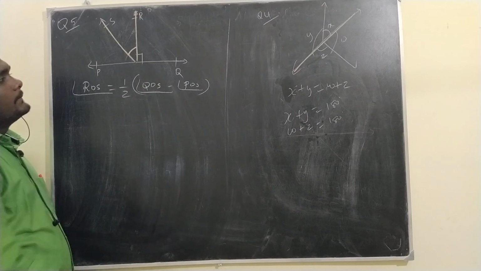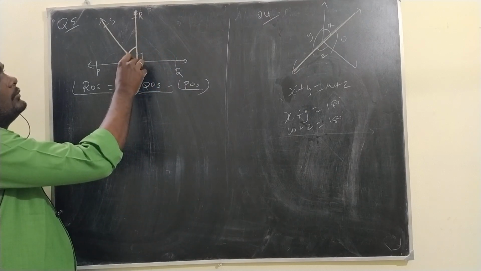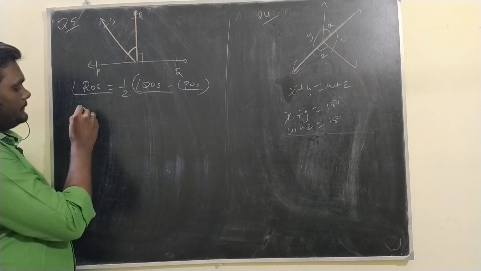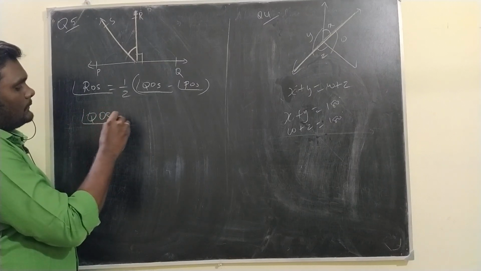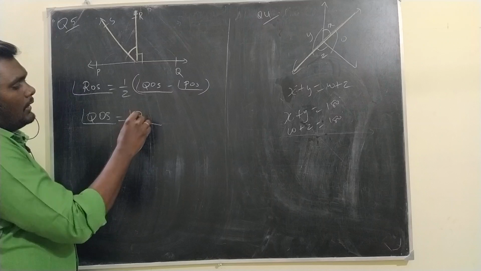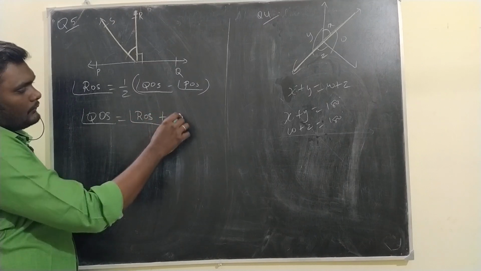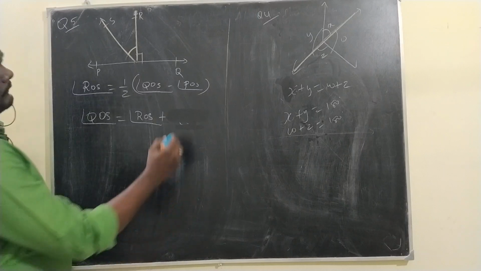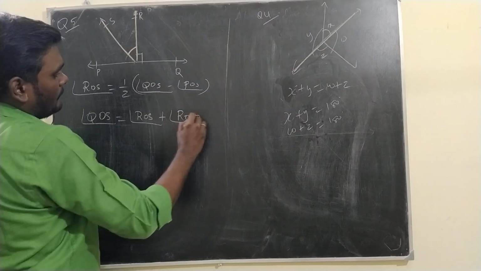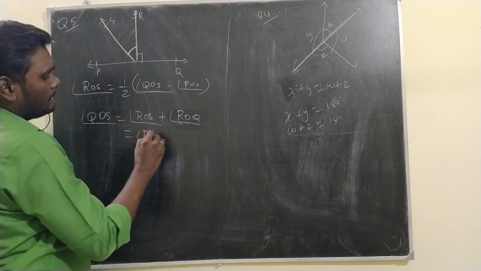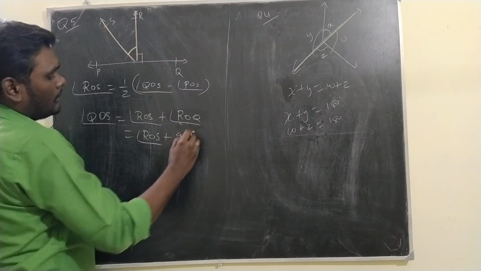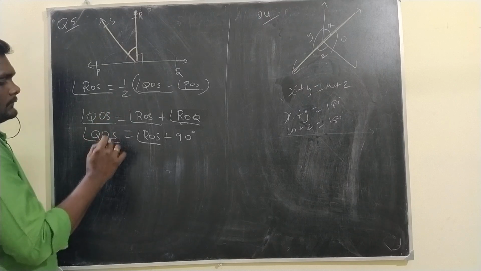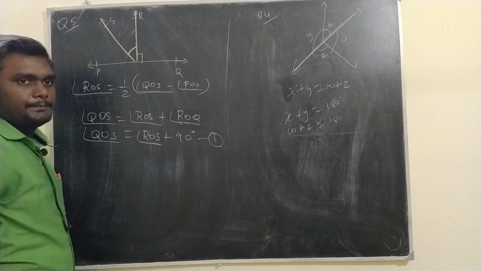Where is QOS? So angle QOS is how much? Angle ROS plus 90 degrees, shall we say? ROQ, and it is given that ROQ is 90 degrees. Okay, that is equation 1.